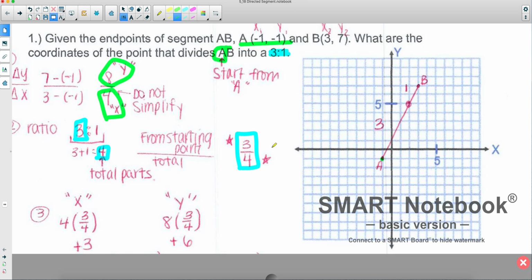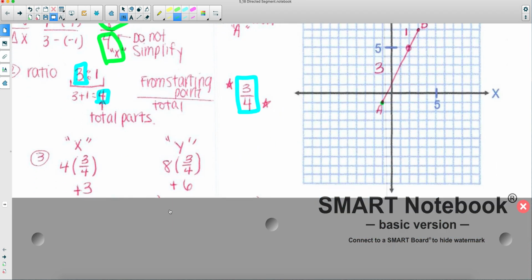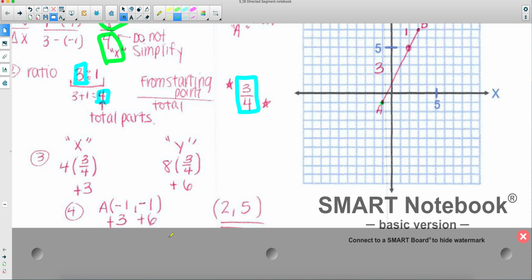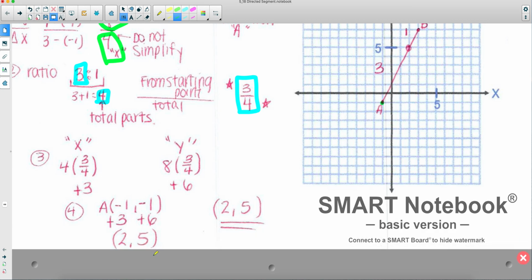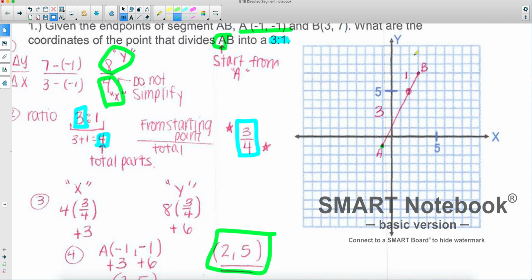A is (-1, -1). So we're going to write down our starting point A, and we're going to add 3 to the x, and we're going to add 6 to the y. So -1 plus 3 is 2, -1 plus 6 is 5. So (2, 5) is the point that divides AB into a 3-to-1 ratio.